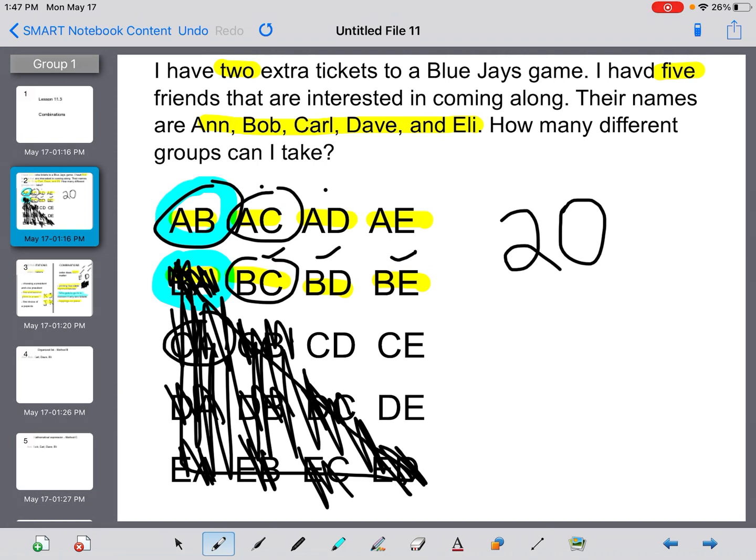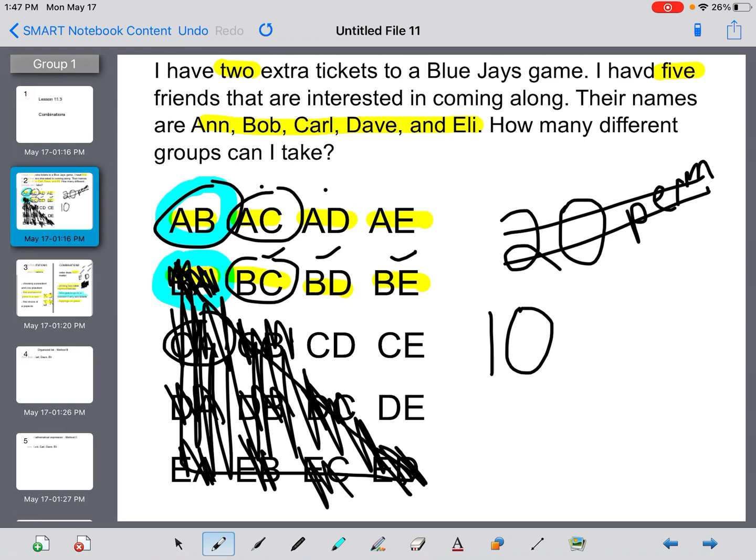So before, I actually had 20 permutations where order mattered. But that's not really what I'm looking for. I'm just looking for the different combinations. And if I count them up, I actually end up with only 10 combinations. There's 10 different groups of people that I could take with me to this Blue Jays game.